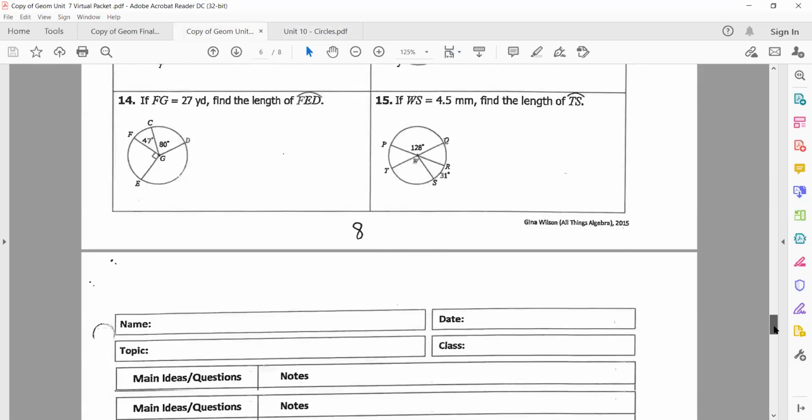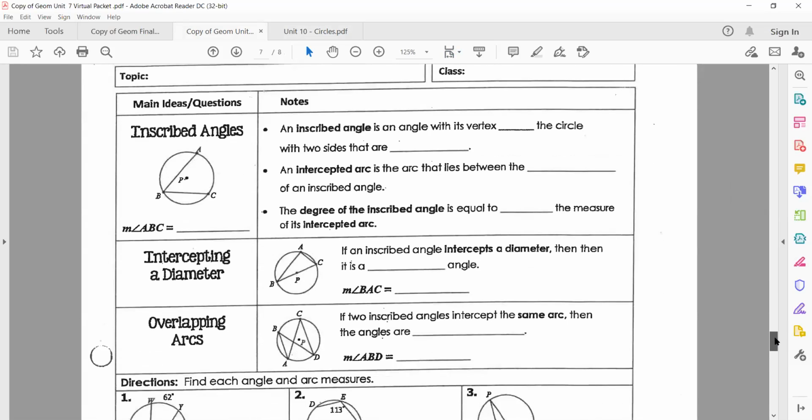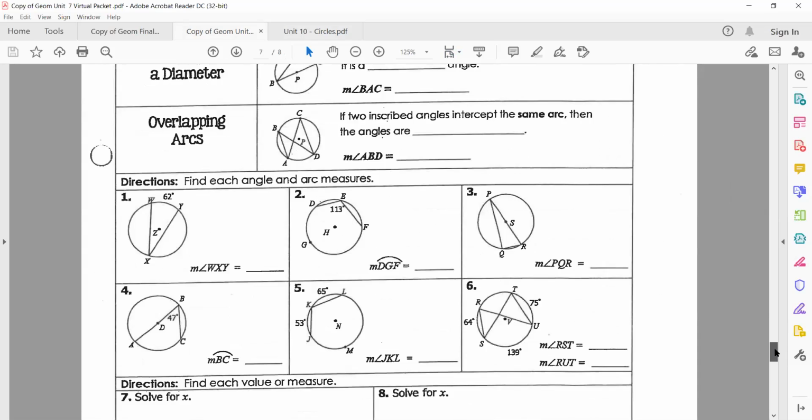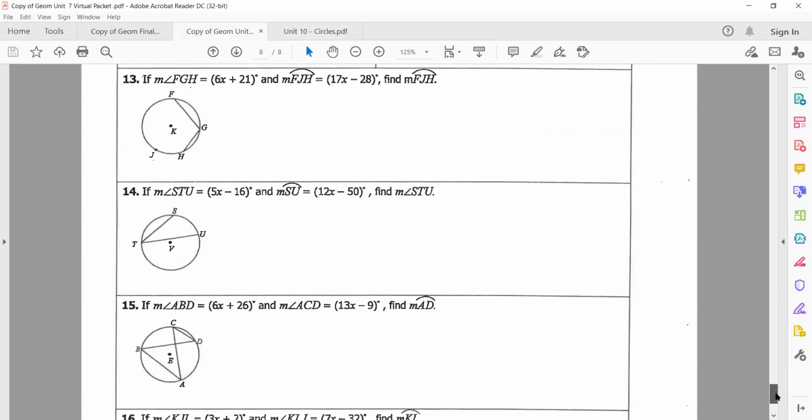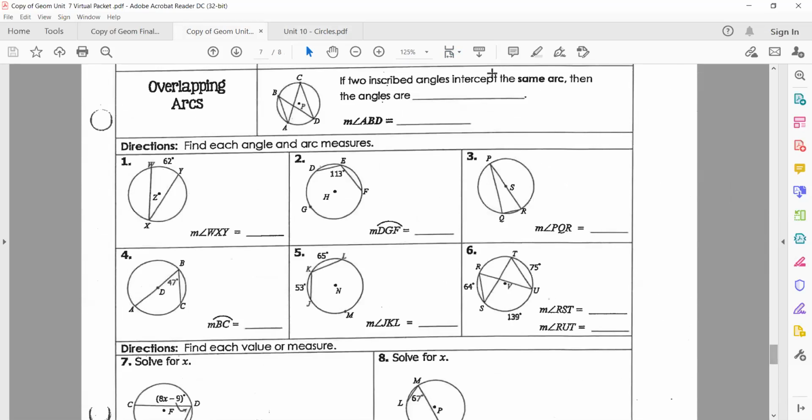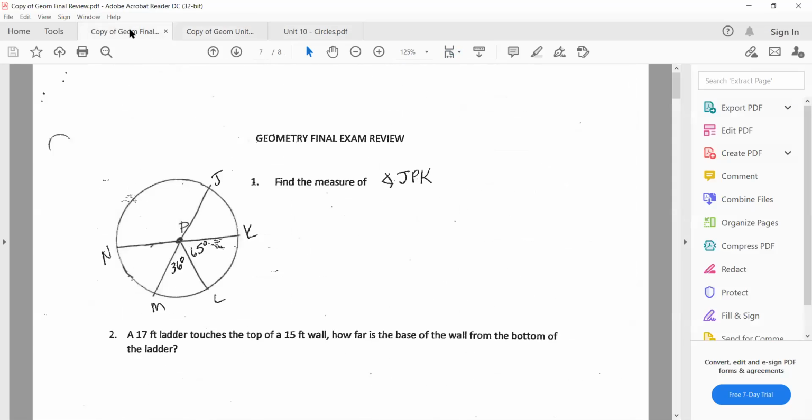And that's pretty much it for this whole packet. I wouldn't worry too much about these inscribed angles and that sort of stuff. It's here, but it's not really tested.